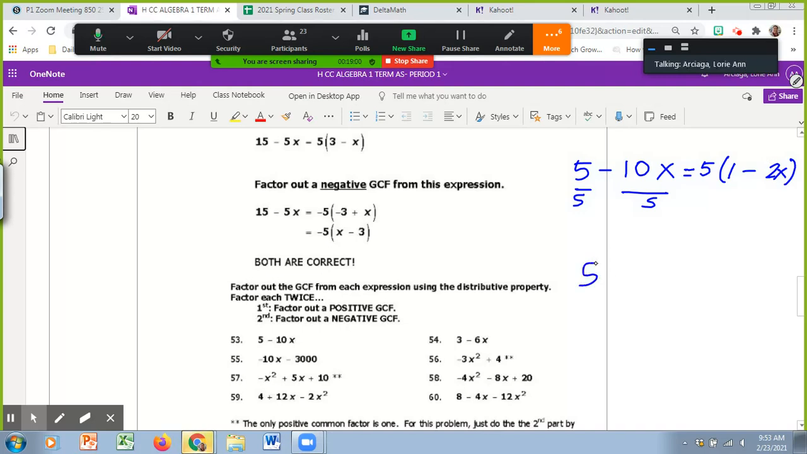So the other one is, let's try another one, but this time we're going to use a negative GCF. So you will divide each one now by a negative. So how will that affect your other factor? So negative 1, perfect. And then what's negative 10x divided by negative 5? Plus 2x, perfect. So later on, when we factor polynomials that have 4 terms, this will be very useful. Yeah, so this technique will be very, very useful. Okay, let's try one more.